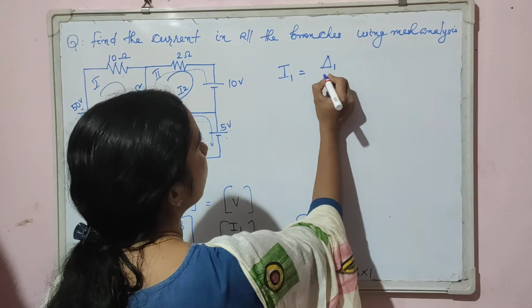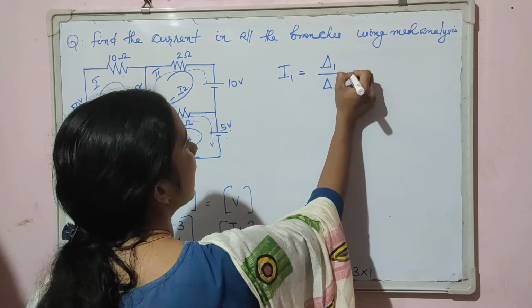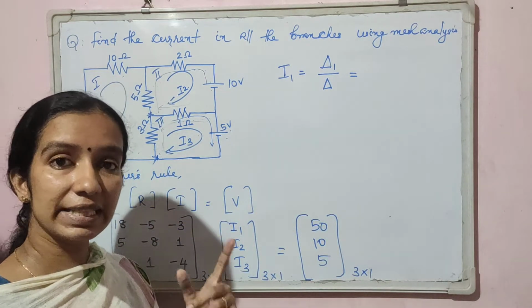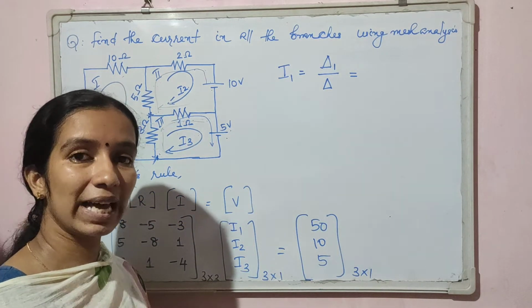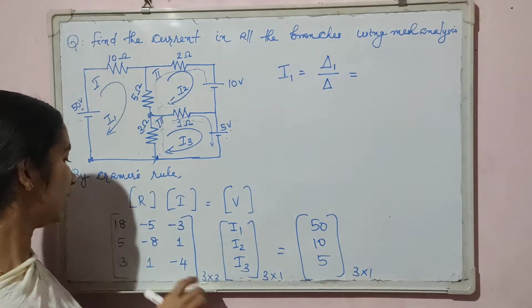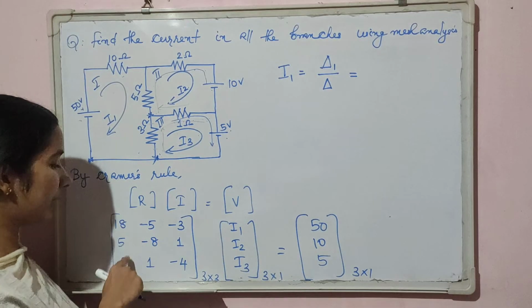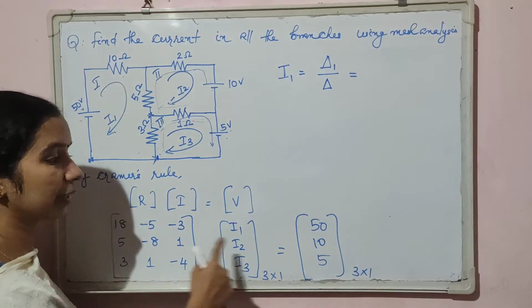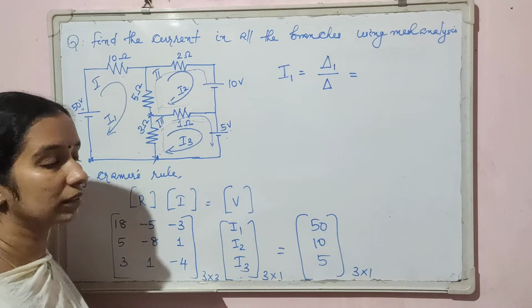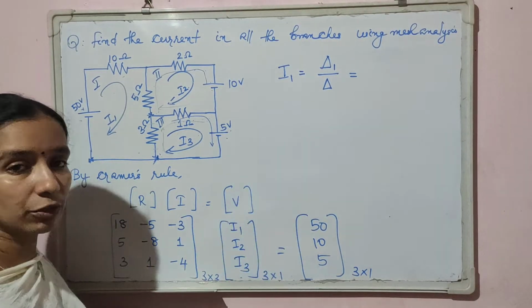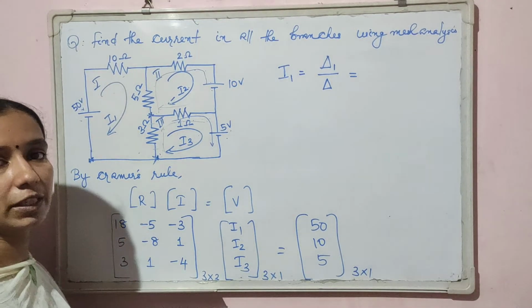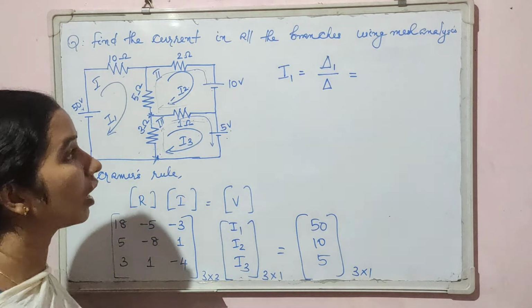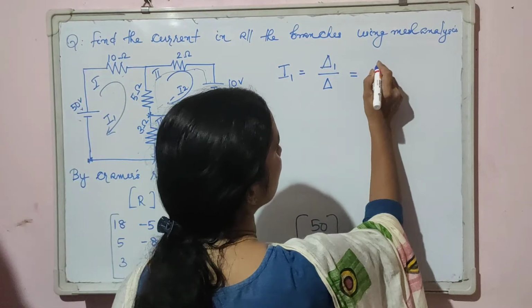That is, I1 is equal to delta 1 divided by delta, where delta 1 is the determinant of that matrix which is obtained by replacing the first column of the resistance matrix by the voltage matrix. And delta is the determinant of the original resistance matrix. So let us see how we will get delta 1.